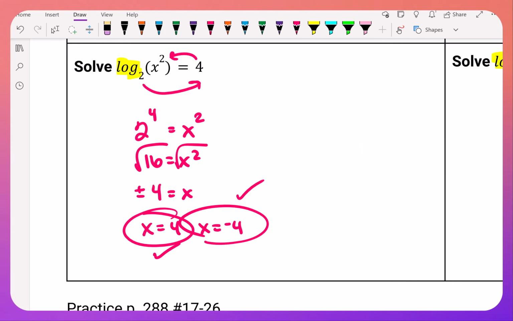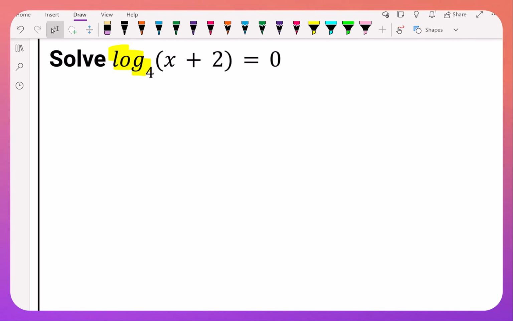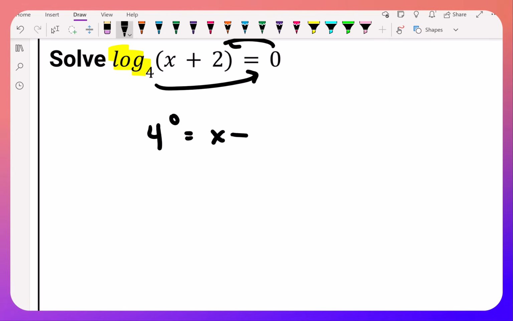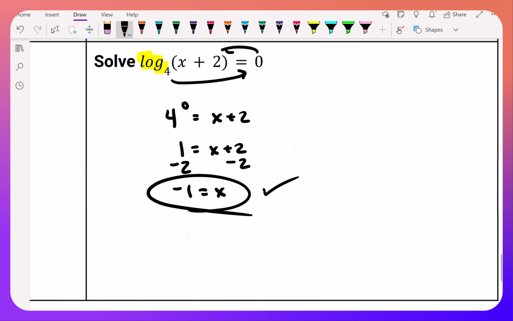Okay, at this point, I want you to go ahead and pause the video, and I want you to see if you can work this last one out. All right, so you're going to write base 4, power of 0, equals x plus 2. Anything to the power of 0 is equal to 1. And then I've got to subtract 2 to get x by itself. Am I safe if I plug this back in? Negative 1 plus 2? Yes, that's going to be positive, and that works out.